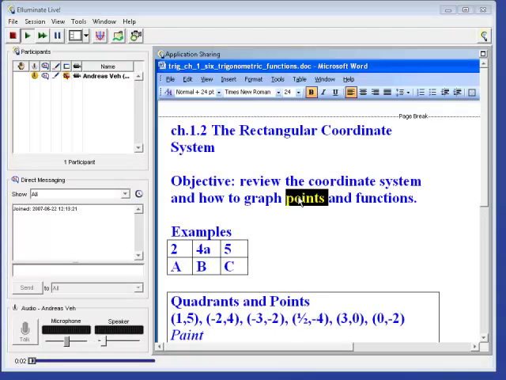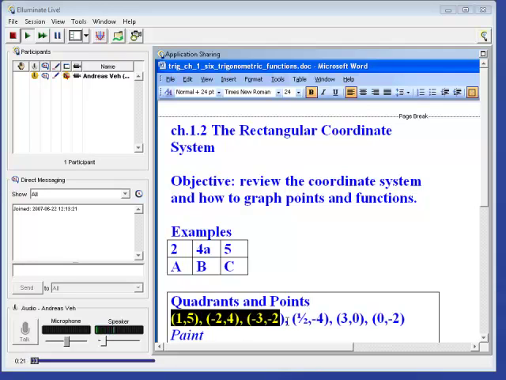Welcome to this lecture on the rectangular coordinate system. Again, you should be familiar with virtually everything that we're going to do in this lecture, so it's somewhat of a review. Let's start out with quadrants and points, and we're going to graph these points here, (1, 5), (-2, 4), (-3, -2), and so on, on graphing paper.